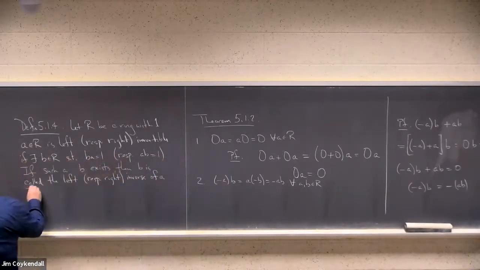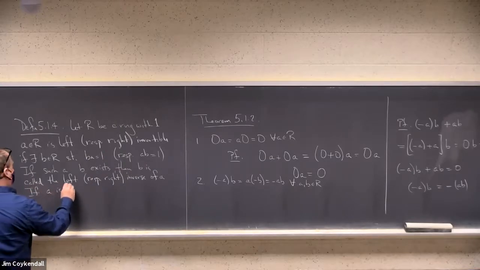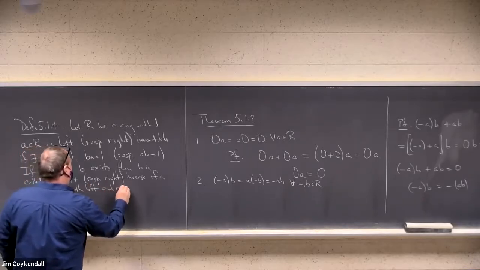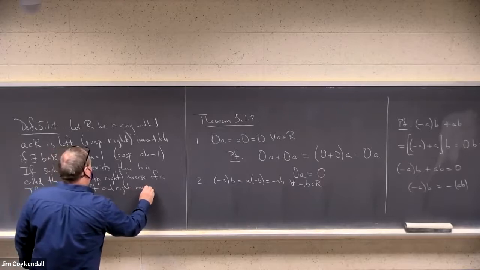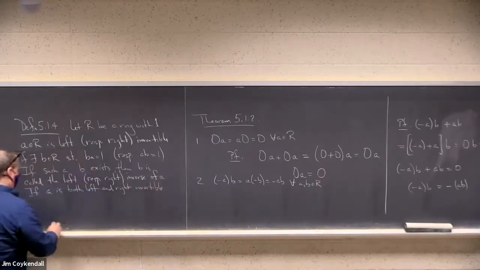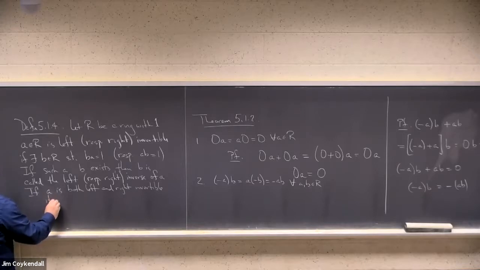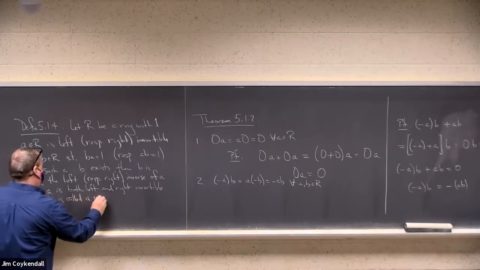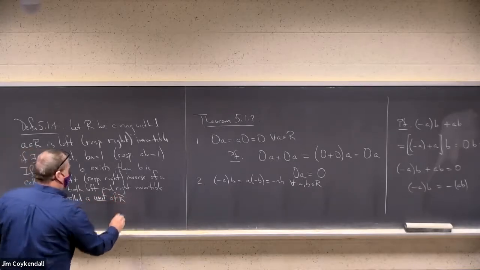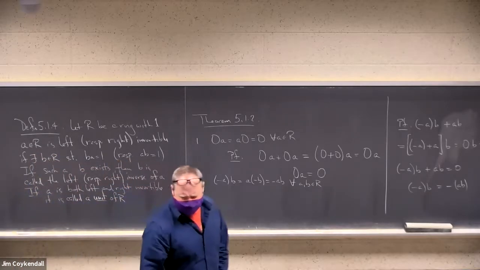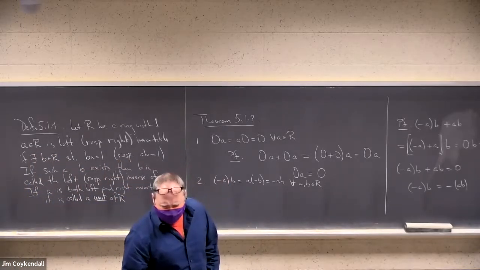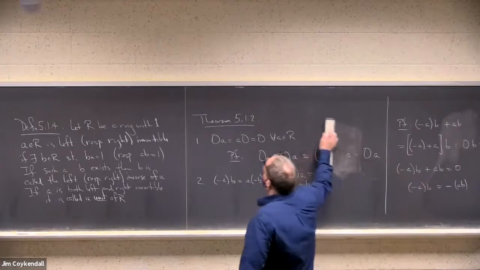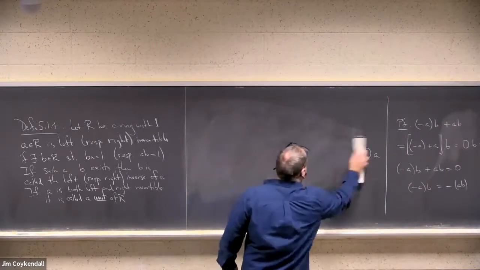If A is both left and right invertible, it's called a unit, or sometimes an invertible element. So, and I'll use this notation.